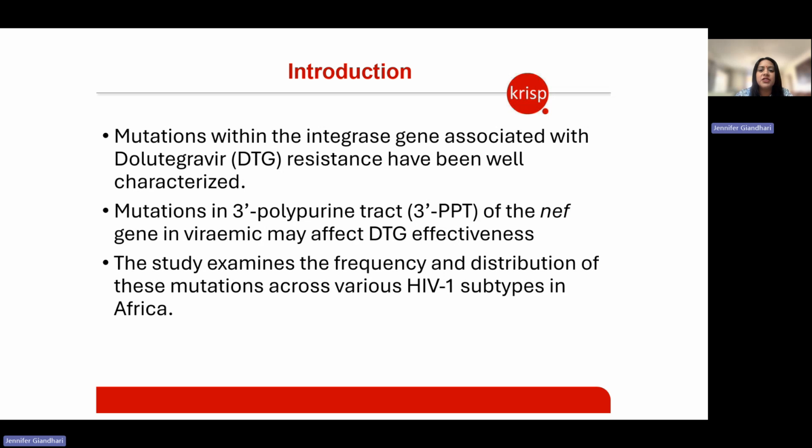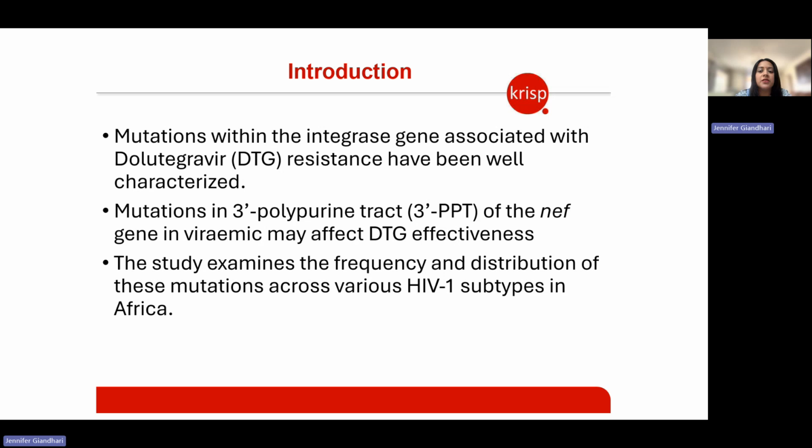Mutations within the integrase gene, which have been associated with dolutegravir resistance, have been well characterized. However, there have been some studies which have reported on mutations occurring outside of the integrase gene. These have been associated with resistance to DTG. These studies have found that mutations in the 3' polypurine tract of the NEF gene in viremic patients may affect DTG effectiveness. However, at this point, the frequency and significance of these mutations in NEF remains unknown.